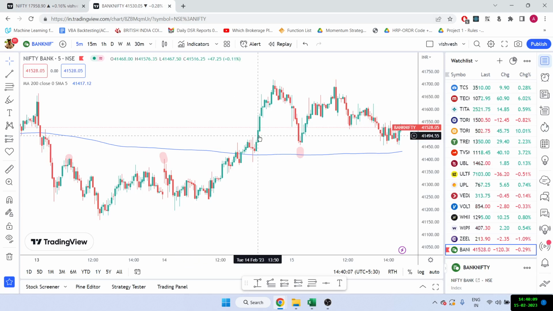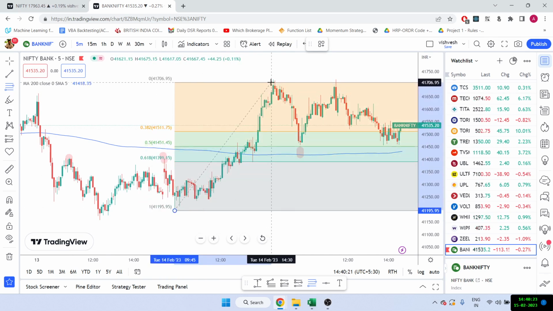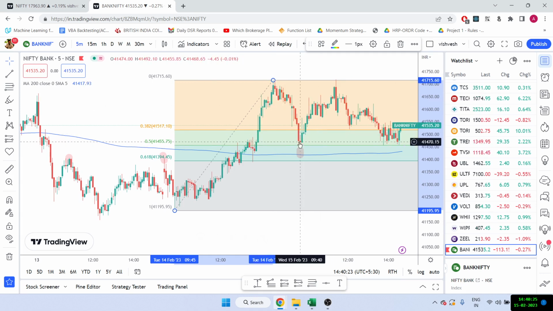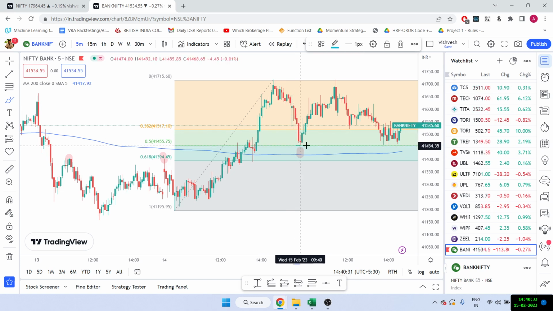I'm also showing you an example on Bank Nifty this time. Again, all the settings are same. This is the 200 moving average. I have already clicked the Fibonacci retracement, and let us try to click again from this swing low to this swing high, and you can see how perfectly this candle takes the support on one of the middle lines. So it has taken the support on one of the middle lines.